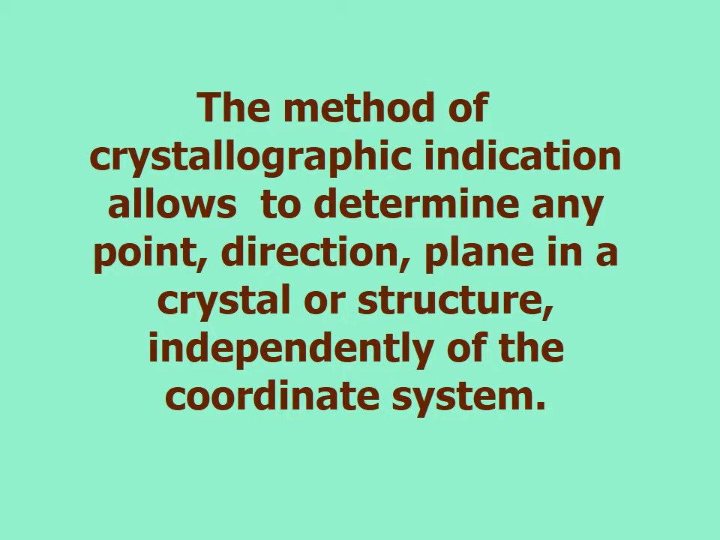The method of crystallographic indexing allows us to determine any point, direction, or plane in a crystal or crystalline structure independently of the coordinate system. To describe the crystal polyhedron, the method of crystallographic indexing is used, which is convenient for any crystallographic coordinate system, oblique or rectangular. Let's get acquainted with this method.